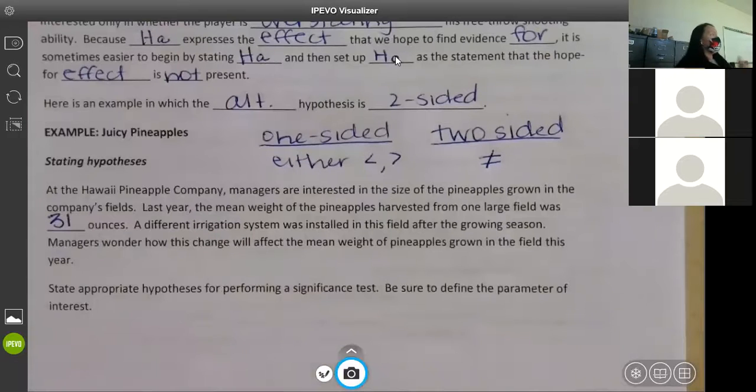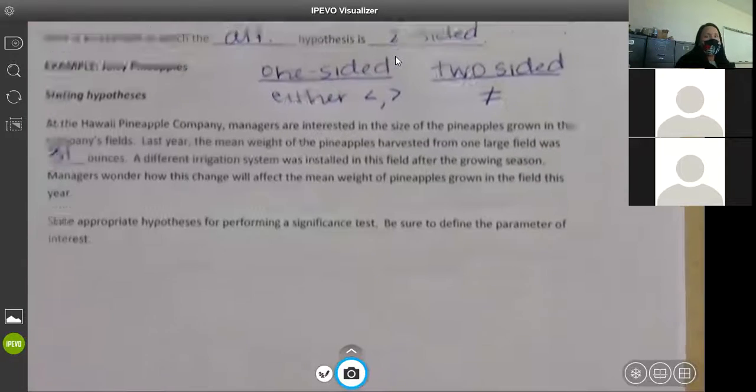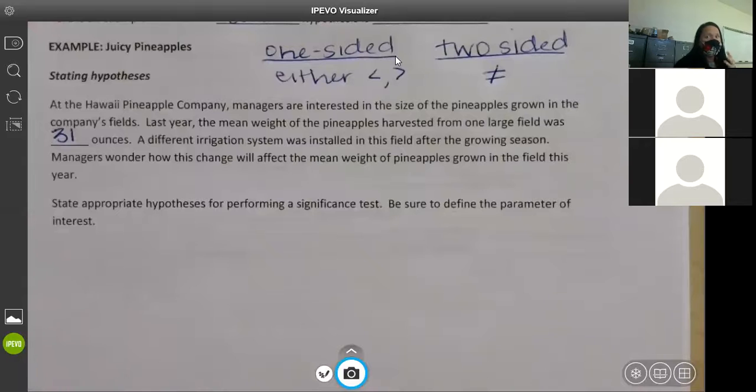So if it is one-sided, it will say something like, managers feel like this is less than it was the previous years. Got it? Or they'll say, if it's other side, think that they have grown larger. Got it? This one doesn't say either side. It doesn't say less than or equal to. It just says they changed. So if it just says they changed, that's going to be a not equal to. So when it says state appropriate hypotheses for performing a significance test, be sure to define the parameter of interest.